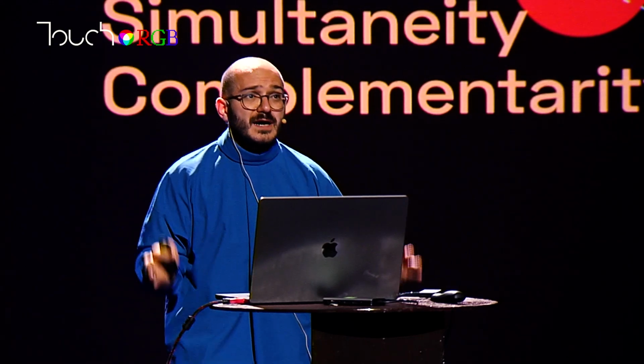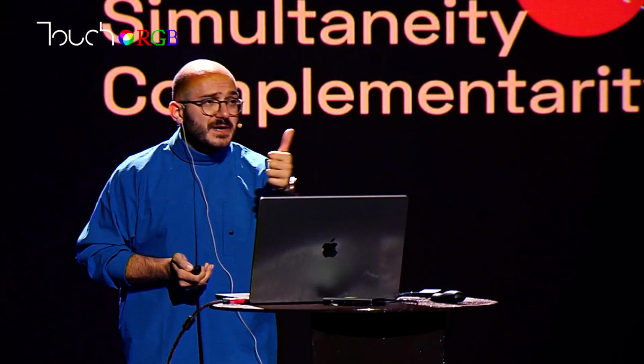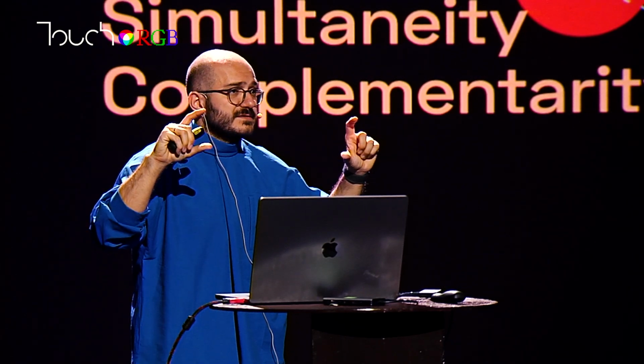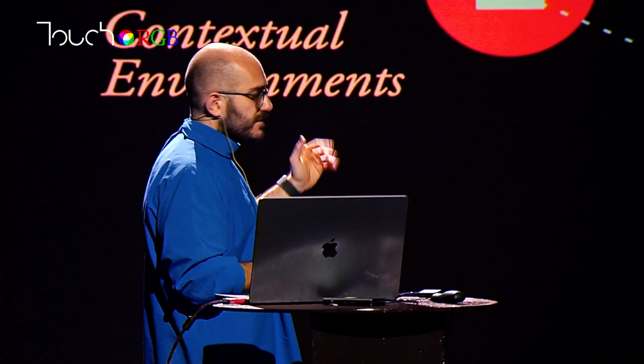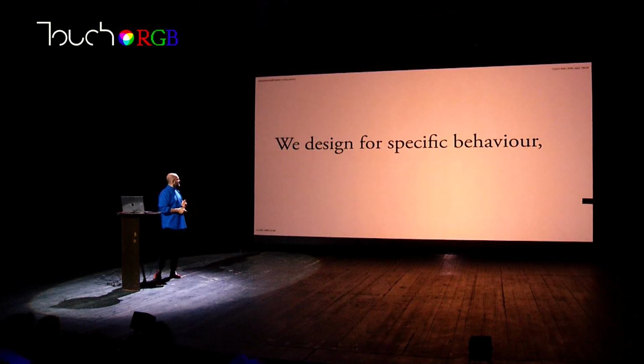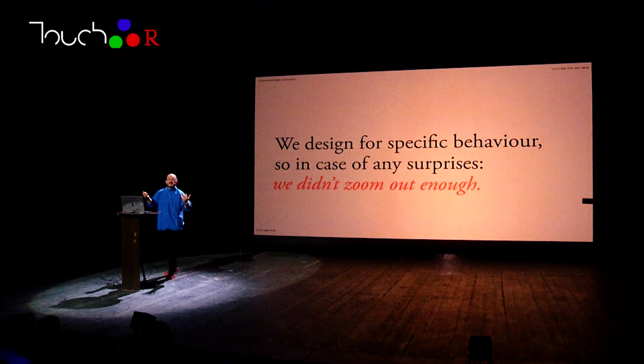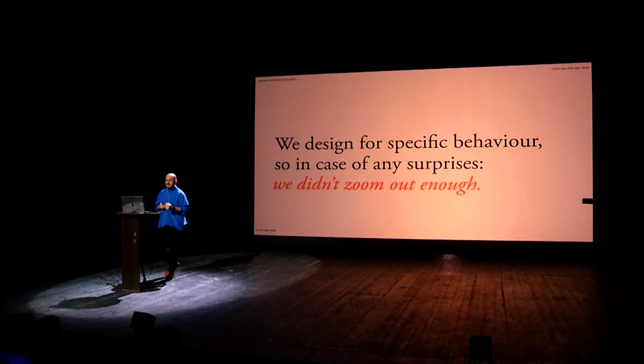So we need to really zoom out, even if our project is a microsite, campaign page, mobile app, or a banner on a website. Where does it live? So we design a contextual environment; this is what I mean by fluid. We design for specific behavior, so in case of any surprises, like "oh, we didn't know that," I'm not blaming us, but in a way, we didn't zoom out enough. So ecosystem is a major point.